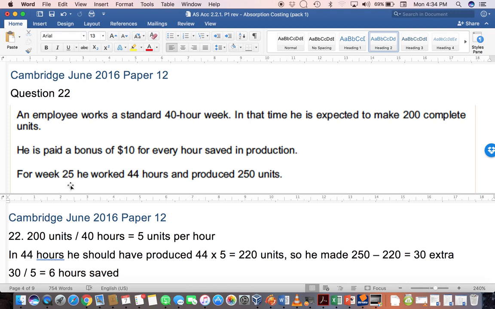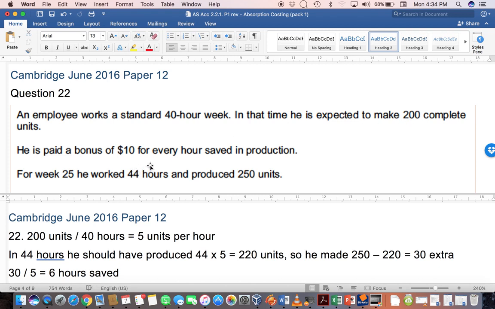In week 25, which is simply numbering the weeks so that you know when it is, it would be in the middle of the year, probably the last week or third week in June, thereabouts. He worked 44 hours and produced 250 units. Given the fact that he worked 4 hours more than a standard week, you would expect that he should definitely produce more than 200 units.